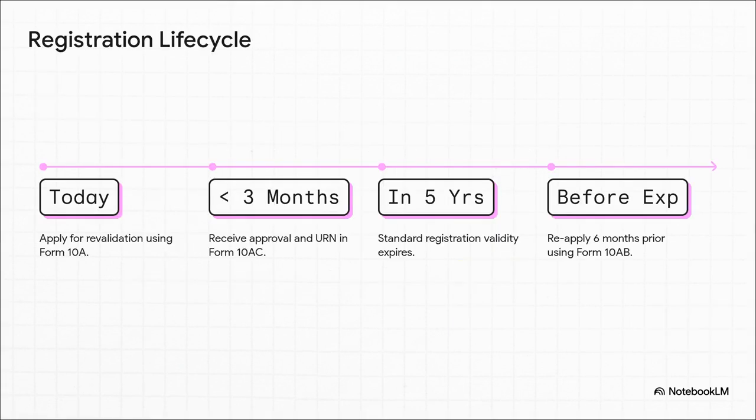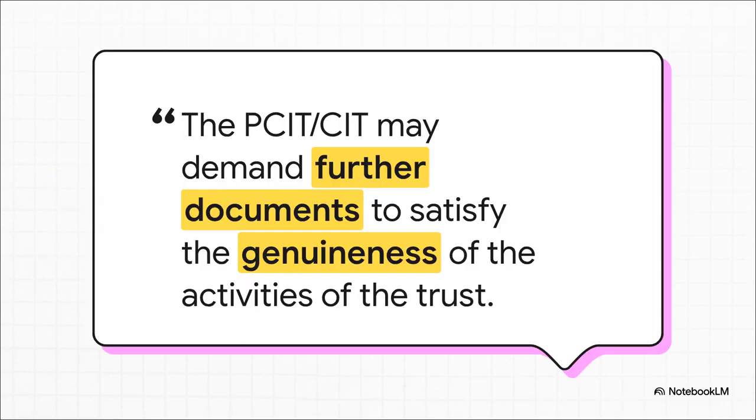Okay, let's just map this out. So, you apply today with Form 10A. Within about 3 months, you get your URN. Now, this registration is typically good for 5 years. And here's the most critical part. You have to reapply for renewal at least 6 months before it expires. And at that time, you'll be using a different form, Form 10AB. Don't forget that.